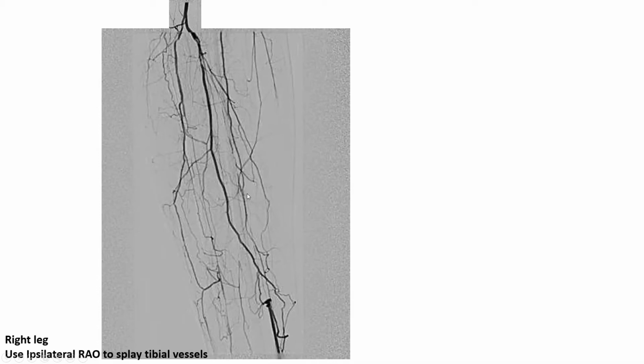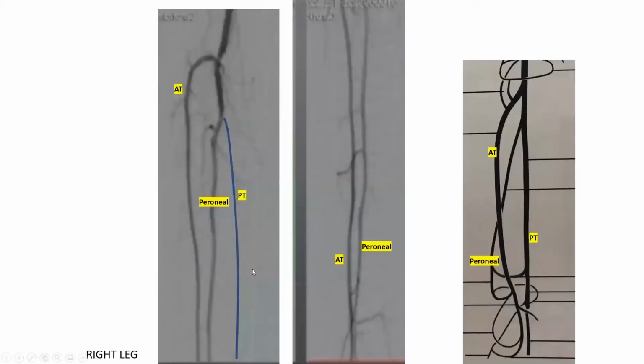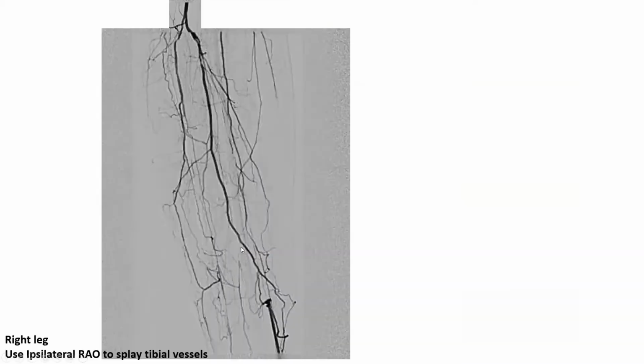Okay, usually for infrapopliteal, I mentioned for iliac, to splay the external and internal iliac, you use contralateral view. For the infrapopliteal, it's ipsilateral usually that splays those 3 infrapopliteal vessels, partly because the leg is often externally rotated in a resting position. So you put ipsilateral oblique, put your image intensifier just over that leg, and splay those vessels out. Okay.